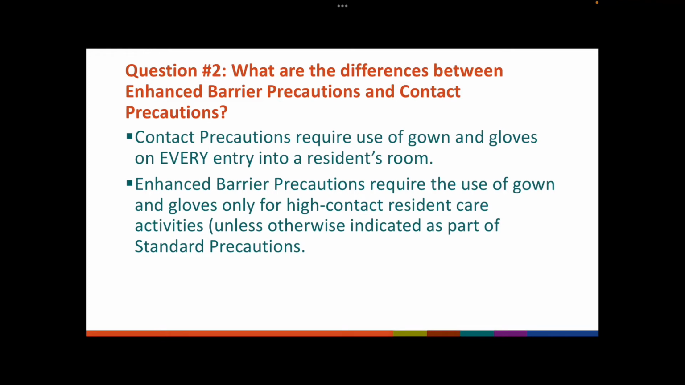Because enhanced barrier precautions do not impose the same activity and room placement restrictions as contact precautions, they are intended to be in place for the duration of a resident's stay in the facility or until resolution of the open wound or discontinuation of an indwelling medical device that placed them in the high-risk category to begin with.